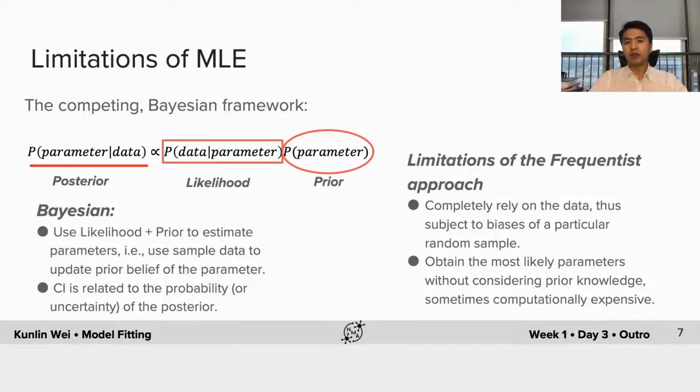Compared to the Bayesian framework, the frequentist framework has its own limitations. Basically, when you're using maximum likelihood estimation, you completely rely on the current dataset. So that makes you subject to biases of a particular random sample. Also, because you did not consider the prior knowledge of the parameters, sometimes your search for the best parameter becomes computationally expensive. When you search for the best estimate, if you don't use prior knowledge, your search space is larger. So sometimes it is computationally more expensive.